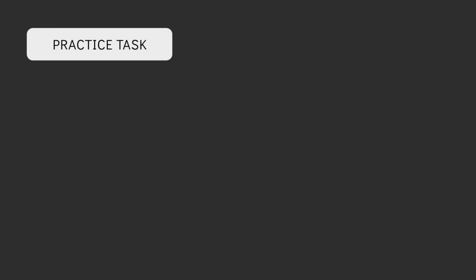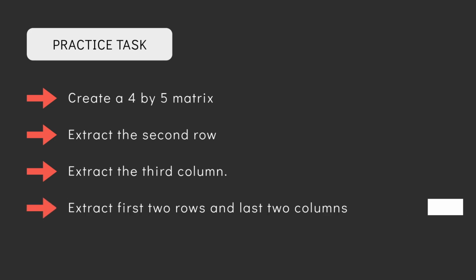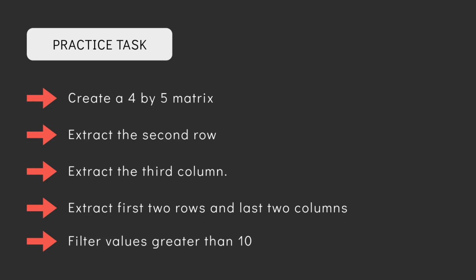Before moving forward, create a 4 by 5 matrix. Do the following. Extract the second row, extract the third column, extract the first two rows and last two columns, and filter values greater than 10. If you can do this confidently, you are ready for the next step.